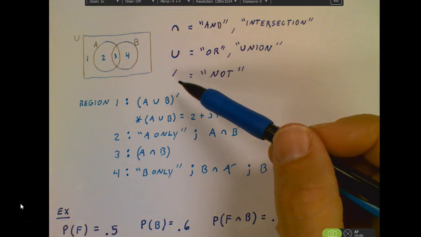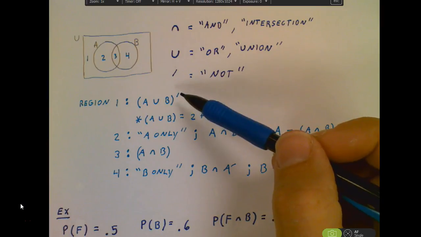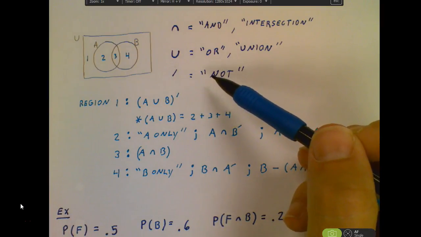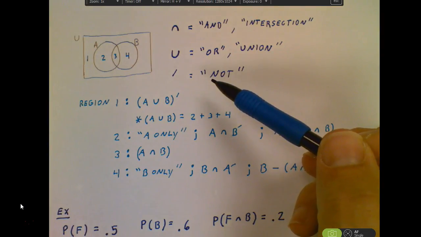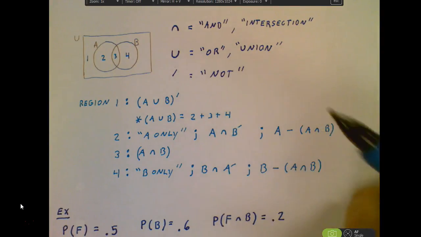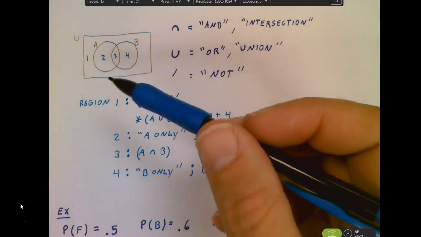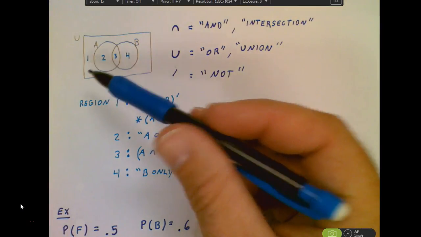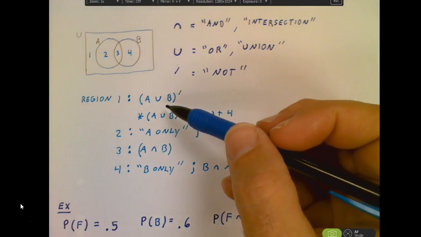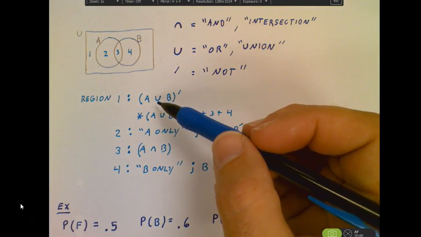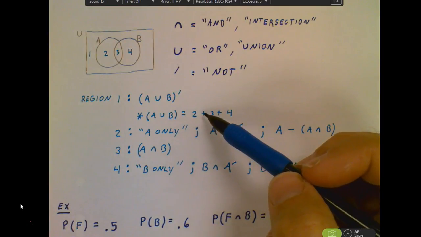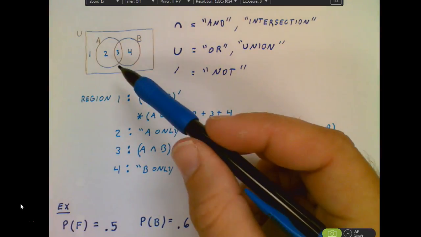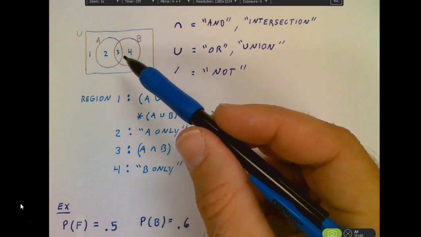This little prime notation, the same one that you see right here, represents the word not. I'll give you an example of that in a minute, but usually when we refer to the complement of an event, you'll see that symbol right there. So within region 1, here would be the notation for that. A or B are areas 2, 3, and 4. That's all the information that is in either A or B.